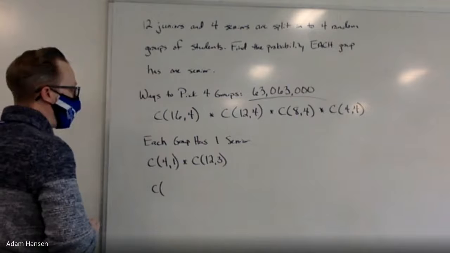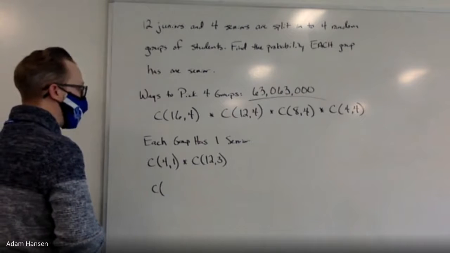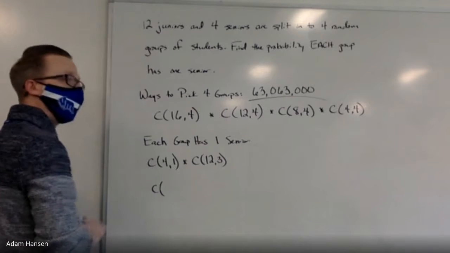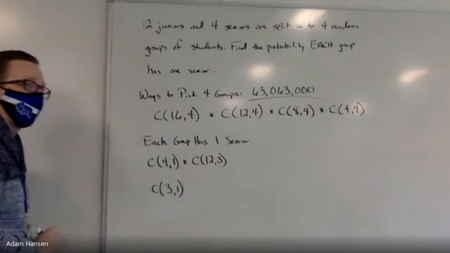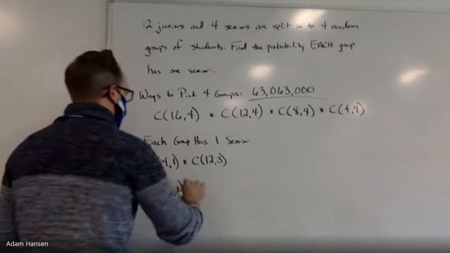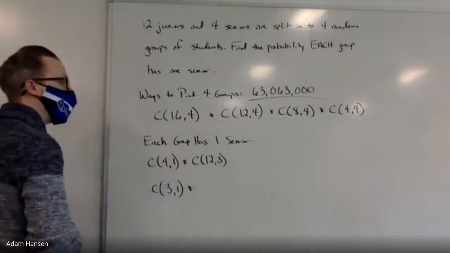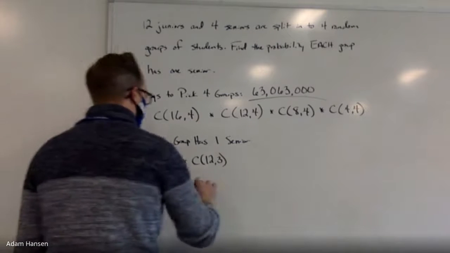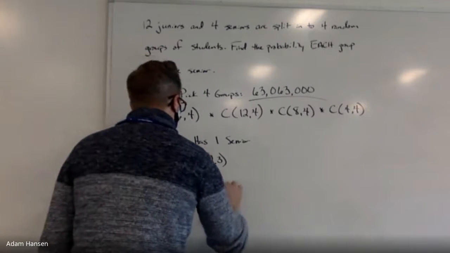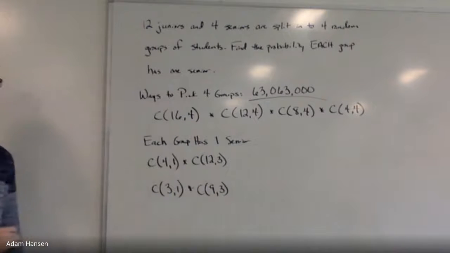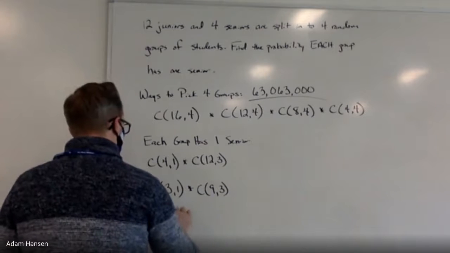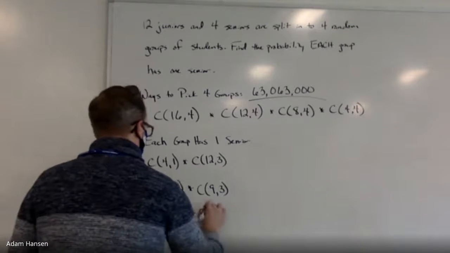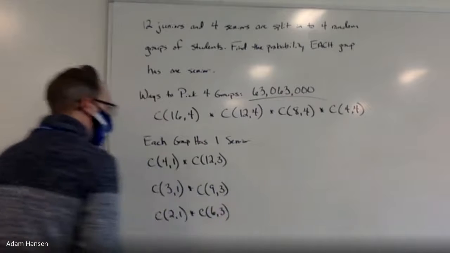Let's do the next group. Isn't there 1 less senior now? So it's 3 seniors left. Choose any one of them for the second group. How many juniors are eligible for this group? 9. So I need any 3 of the 9 juniors eligible for that group. Now it should look pretty familiar as this pattern here. For the next group, it's 2 choose 1 for the seniors, 6 choose 3 for the juniors left.